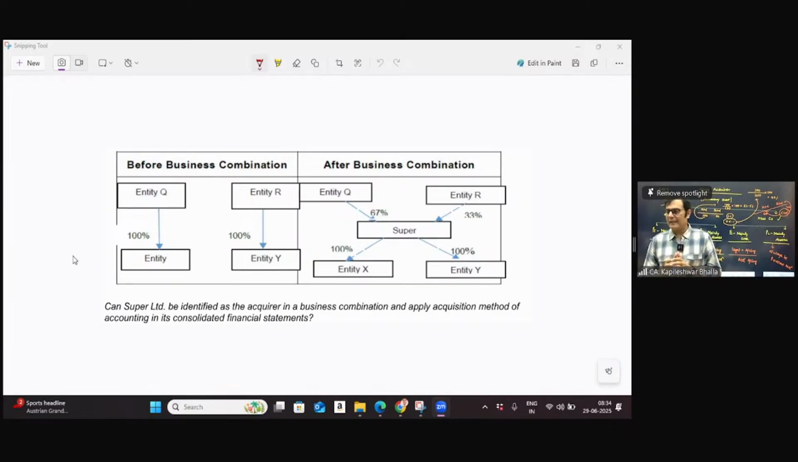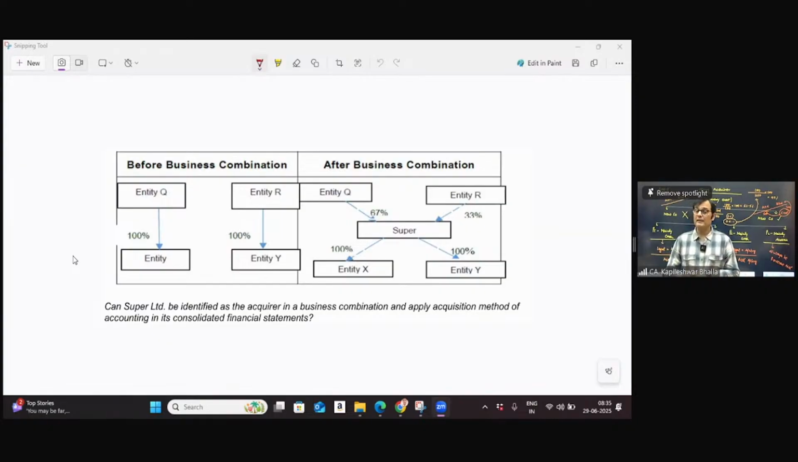So now we can see the diagrammatic position of what we were discussing, before and after the business combination. Before the business combination, the entity Q has a 100% stake in X, and entity R has a 100% stake in Y. So basically, they've got two wholly owned subsidiaries. Now, what has happened in this case? The entity Q passed on the subsidiary X to Super. Entity R passed on the subsidiary Y to Super, and in return, entity Q is getting a 67% stake, and entity R is getting a 33% stake in Super.